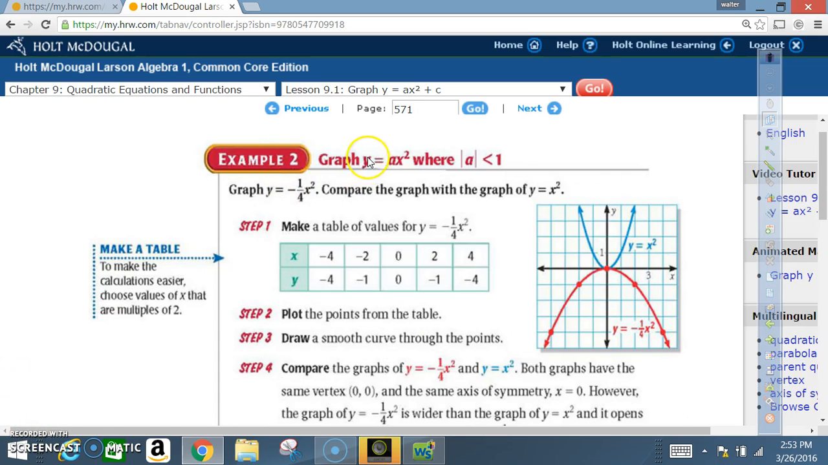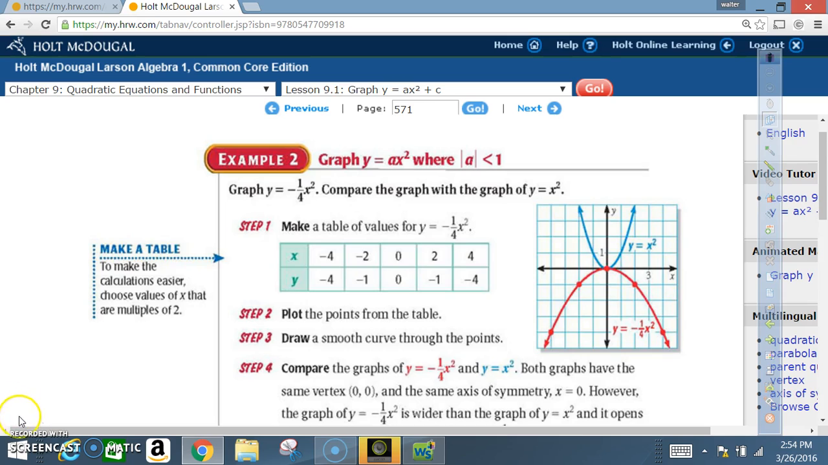Example 2, graph y is equal to a x squared, where the absolute value of a is less than 1. That's a fancy way of saying the a value is going to be a fraction. Okay, graph y is equal to negative 1/4 x squared. Compare the graph with the graph of y is equal to x squared. That should be simple. Everybody should know how to do this real quick.